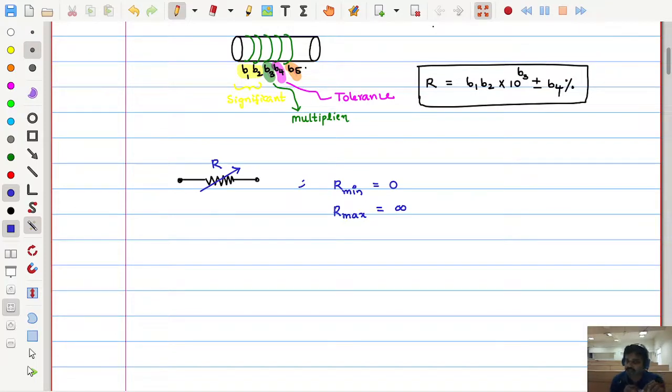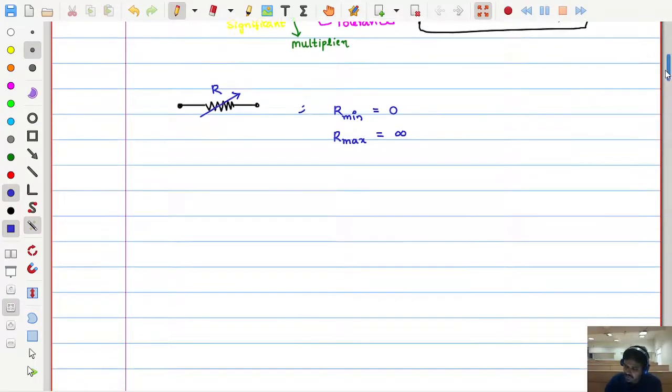So variable resistor means I can vary the resistance from 0 to a very high value, which is infinite in number. Now these two characteristics, that is minimum resistance of 0 and maximum resistance of infinite, will contribute to two important concepts, which are the open circuit and short circuit. Open circuit and short circuit.